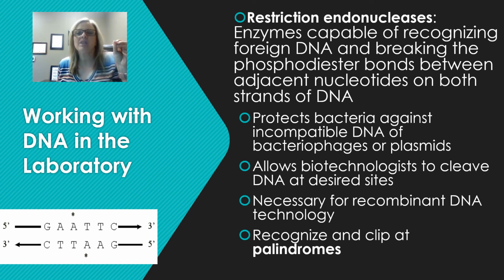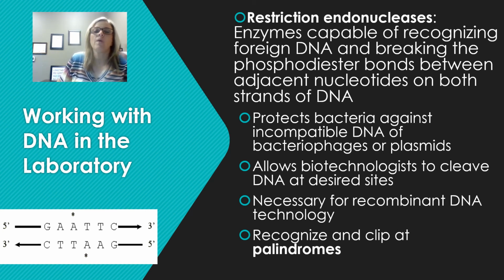All right, so restriction endonucleases, restriction enzymes, actually come from bacterial cells. These recognize foreign DNA and break bonds between nucleotides on both strands of DNA. All right. This is beneficial for bacteria and it is protective in nature. We're actually able to harness this capability and utilize it for recombinant DNA technology. This is like molecular scissors. This is how we can actually cut and paste DNA to genetically engineer an organism.